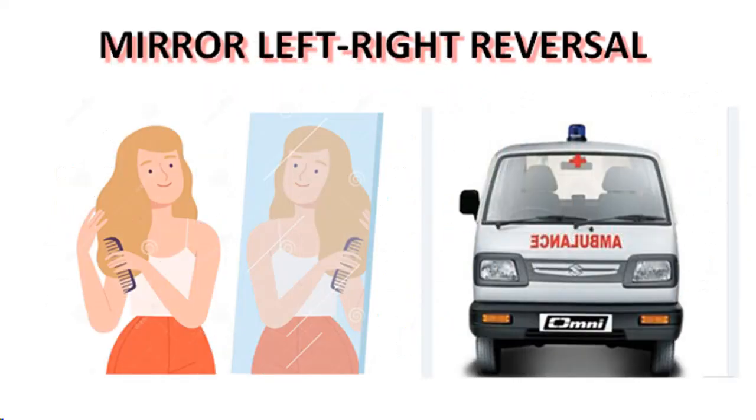The figure shows a girl combing her hair with her left hand. However, in her image, you will notice that she is combing her hair with her right hand. This effect is known as the mirror left-right reversal. The left side of the object appears as the right side of the image, and the right side appears as the left. This also explains why the word ambulance in an ambulance car is flipped.